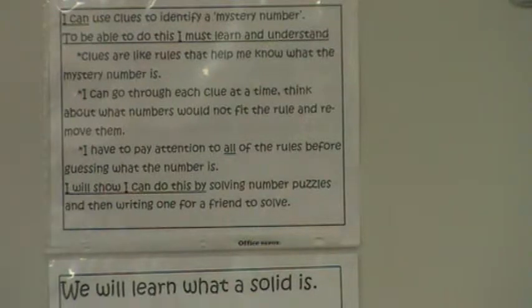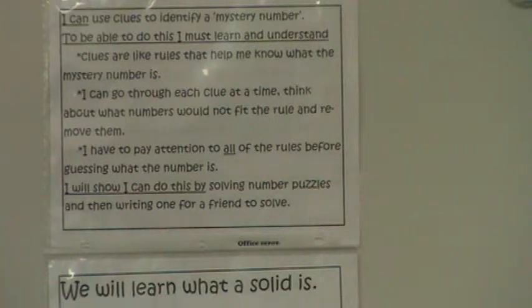The second thing you've got to know is that you're going to go through these rules or clues one at a time, and you're going to try to figure out which numbers don't fit the rule and which numbers do. And so you can cross out or eliminate a lot of the numbers based on the rules. But then the third thing is you actually have to pay attention to all of the rules. Sometimes we get stuck on just one of the rules and we think we know the answer, but you have to listen to all of them, okay?